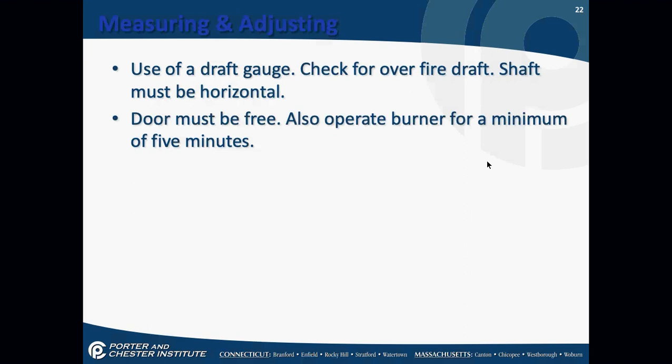To measure and adjust draft, we use what's called a draft gauge. The first thing we do is check for over-fire draft. The gauge has to be horizontal, the door must be free, and we want to operate the burner for a minimum of 5 minutes before we start checking for draft. Why do I want to operate the burner for 5 minutes before we check draft?